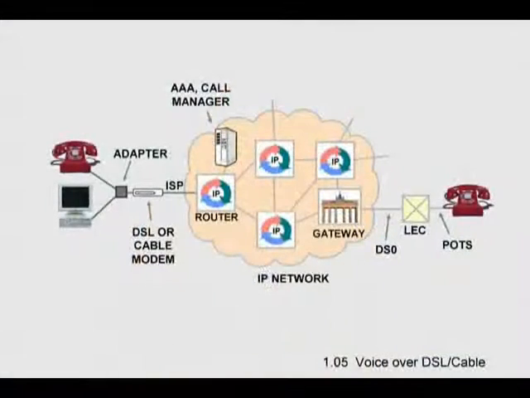What has to happen here is that one user has a high-speed connection to the internet, a broadband connection. This could be a cable modem or it could be DSL. Now they want to plug a regular telephone onto this in order to be able to do long distance over the internet. So to do that we need an adapter at the customer.